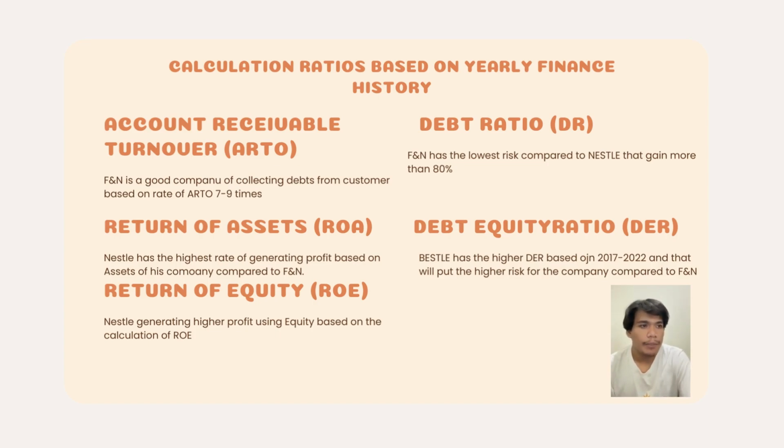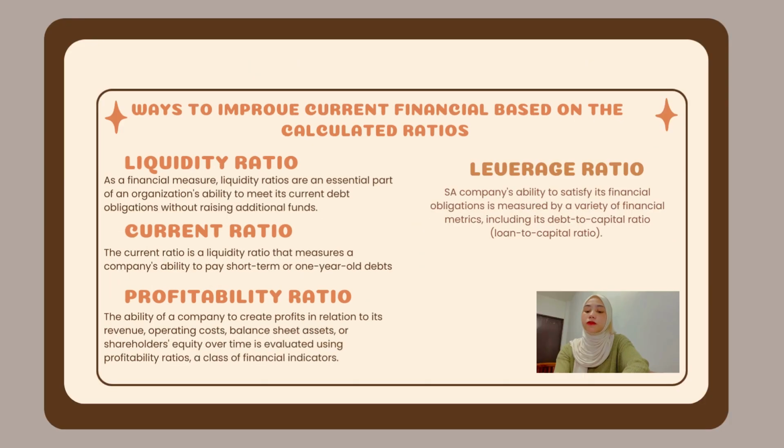For the debt equity ratio, DER, Nestle has the higher DER, at 100% and above from 2017 to 2022, and that puts a higher risk on the company compared to FNN.